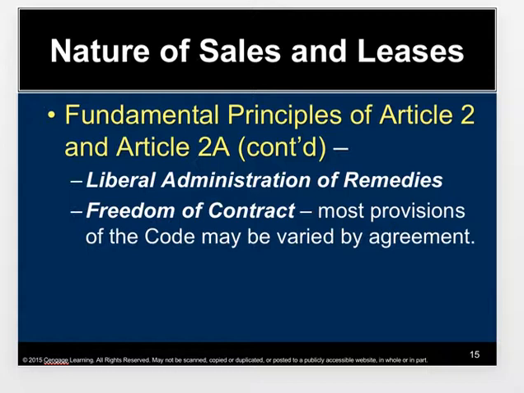Because the whole idea behind the code is to expedite, to simplify, right? We want to modernize. So we want merchants to be able to modify the code by agreement so that they can make it fit their particular circumstance or their particular situation, because not every circumstance and not every situation is the same. So we want to be able to give merchants that freedom and that flexibility.